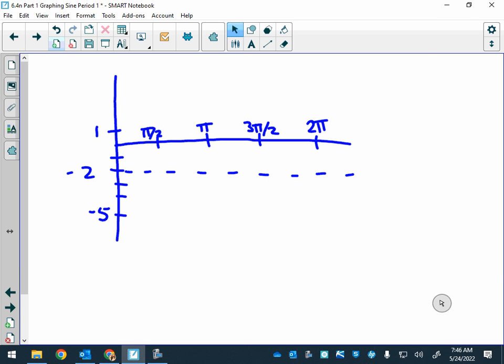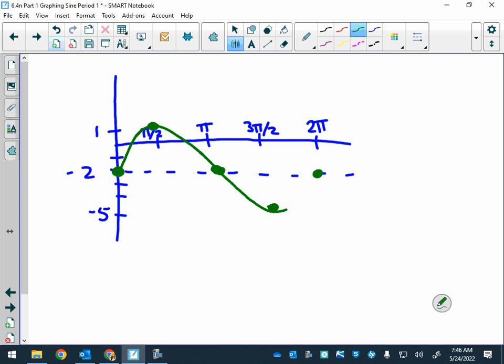Okay, so we always start at our midline. Then where do we go from our midline? 1, then where? Midline, then where? Then where? Okay, good. So sine graphs: midline, max, midline, min, midline. If there was a reflection, these two would do what? Reverse, right? Okay.